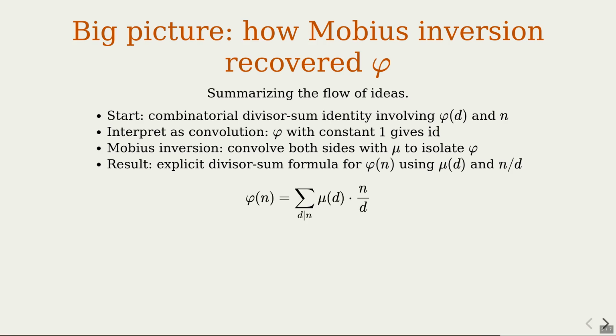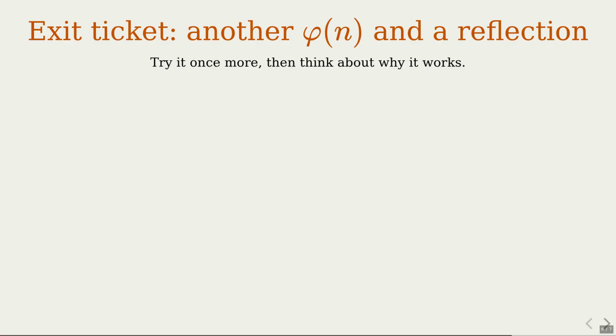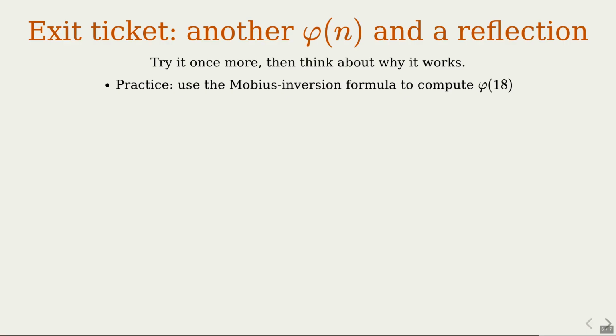This final equation is the key takeaway. It is often easier to understand an arithmetic function by relating it to a simpler one and then inverting using Möbius. Let us close with one quick practice question and a short reflection. Your task is to use the Möbius formula to compute phi of 18, summing mu of d times 18 over d across all divisors d of 18.